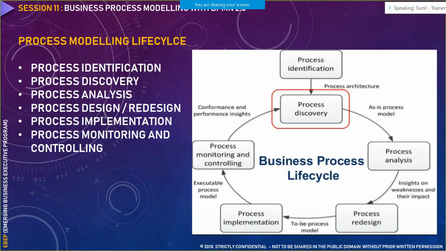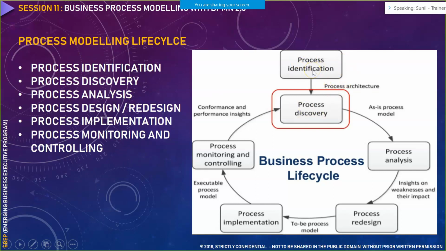Now, like every area in business analysis has a life cycle, process modeling also has a life cycle. So if you consider the business process modeling life cycle, these are the stages under it: process identification, process discovery, process analysis, process design or redesign, process implementation, process monitoring, and control. So these are the 6 stages within the life cycle of process modeling. So what happens in these 6 stages?